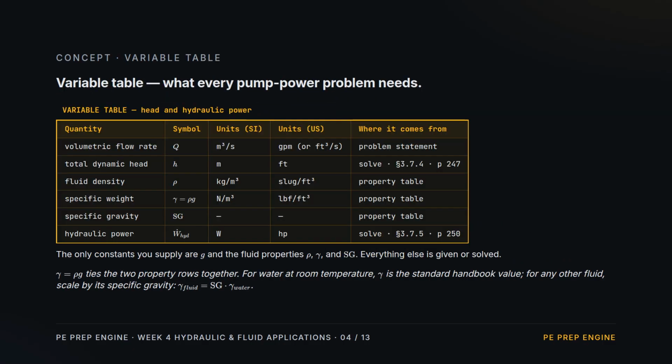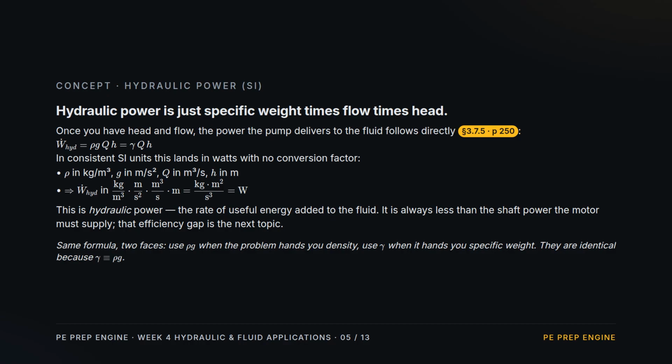The variable table for every pump power problem. Flow rate Q, cubic meters per second or GPM. Total dynamic head, H, meters or feet. Fluid density, rho. Specific weight, gamma, which is rho g. Specific gravity, a pure ratio. And the answer, hydraulic power, watts or horsepower. The only constants you bring are gravity and the fluid properties. Gamma equals rho g ties the two property rows together, and for any non-water fluid, you scale the water value by specific gravity.